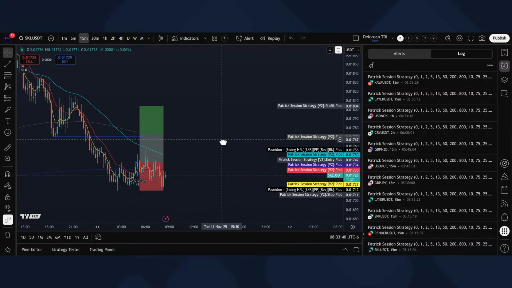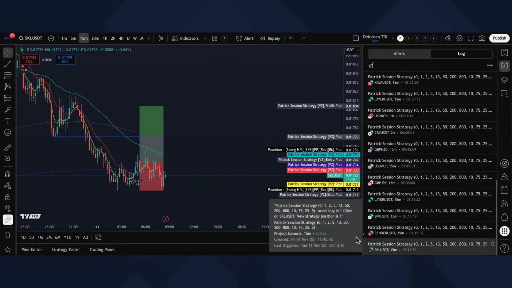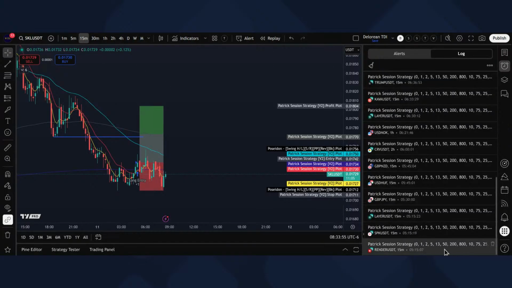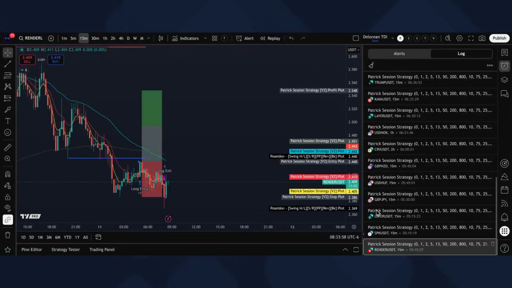And we have an invalid trade on SKL versus Tether. We have gray, aqua, blue. That's consolidation. Price has been moving sideways since 1:30 in the morning. We have an invalidated trade on Render versus Tether. Same deal since 1:30. Price has been moving sideways and it hit the original stop 15 minutes ago.